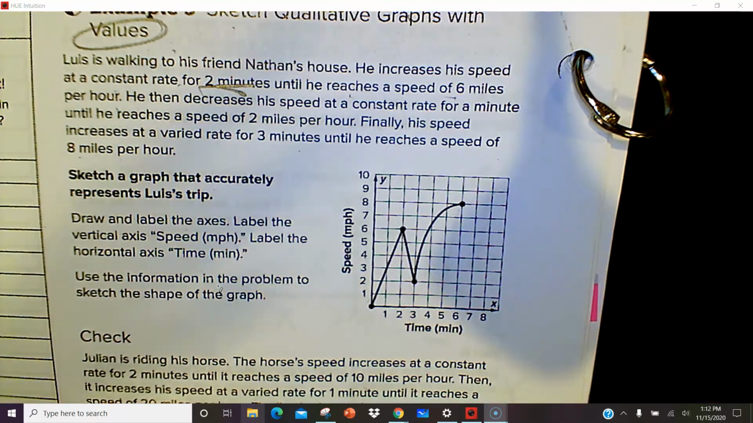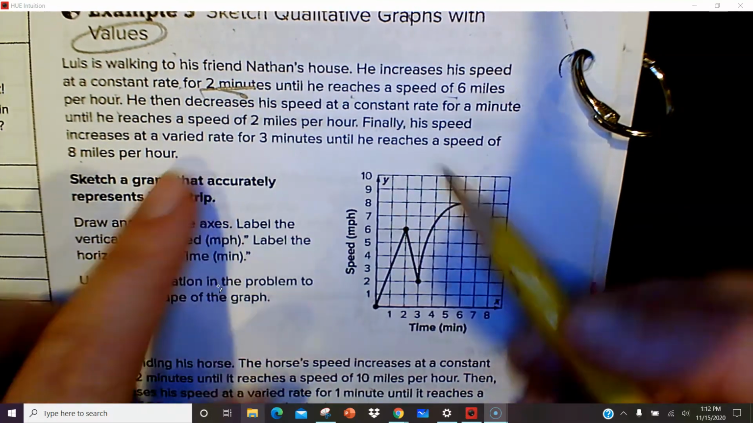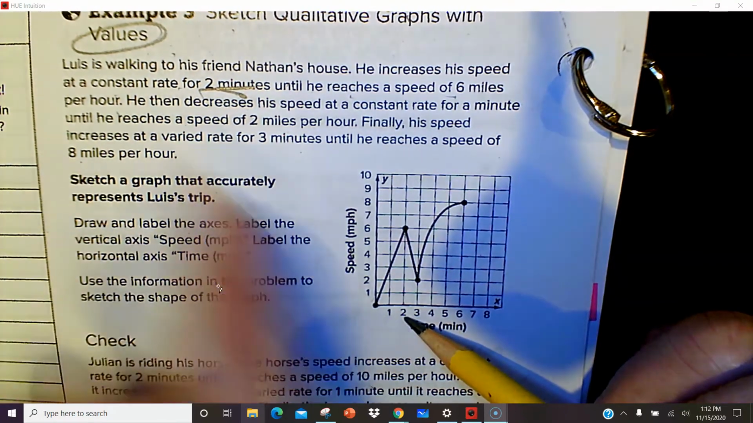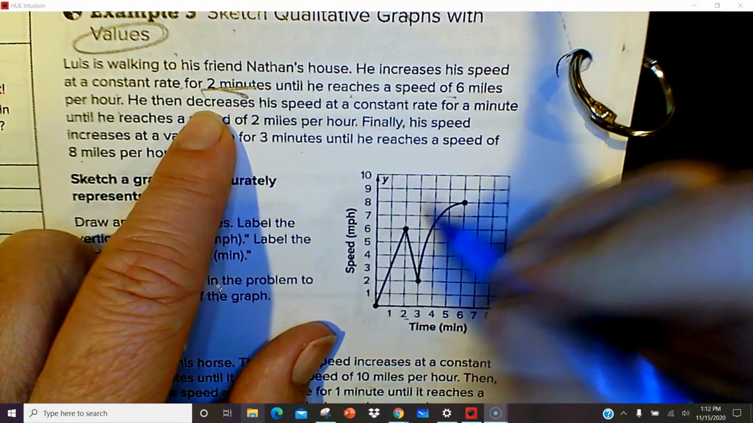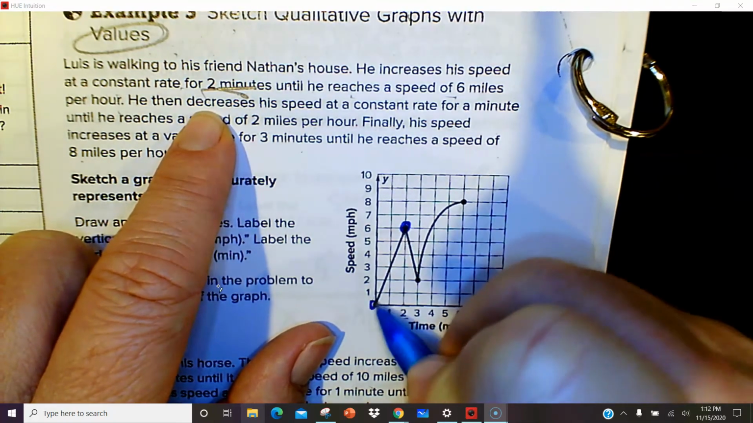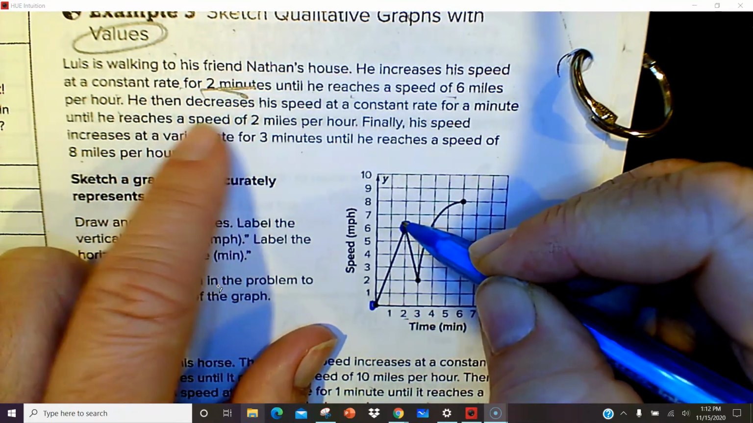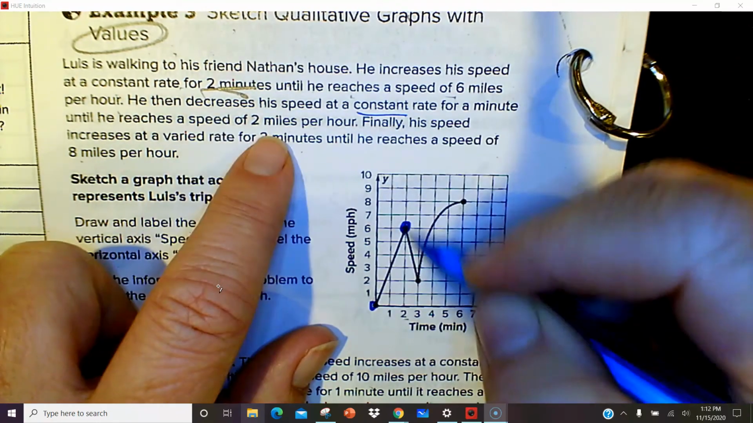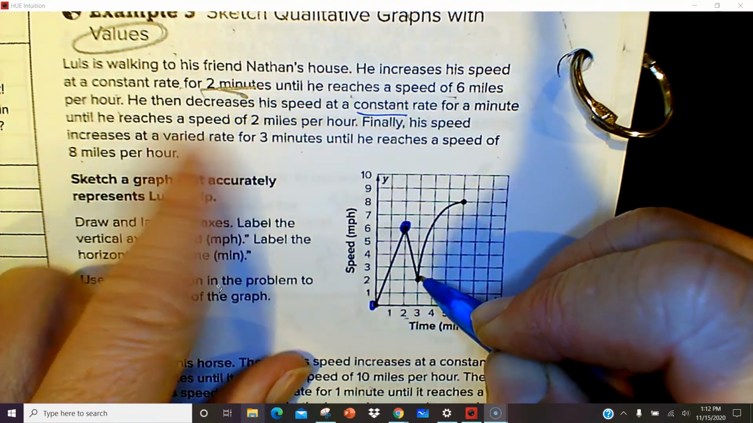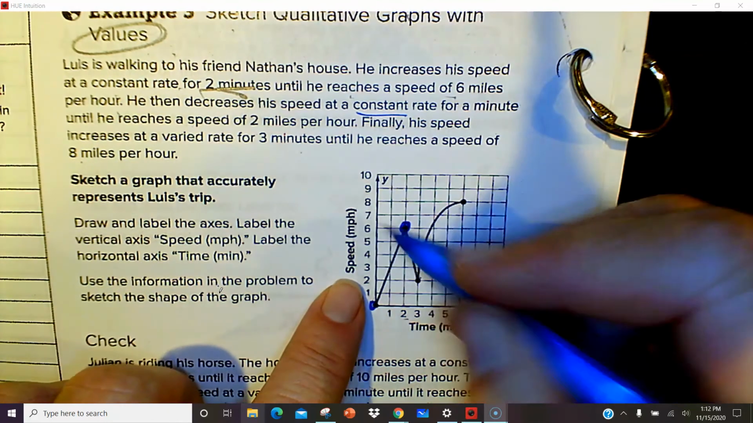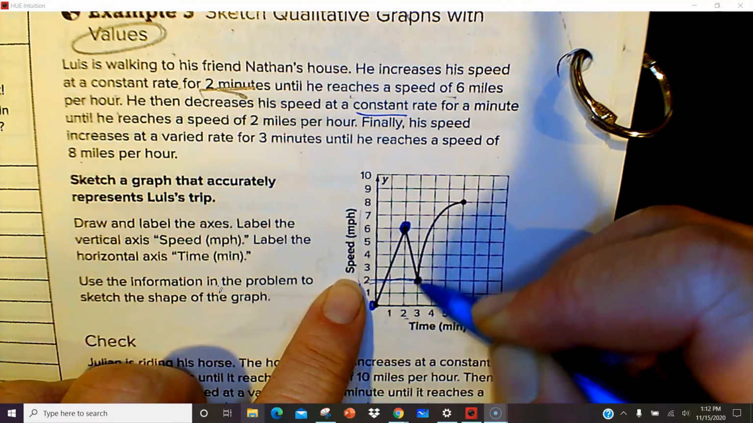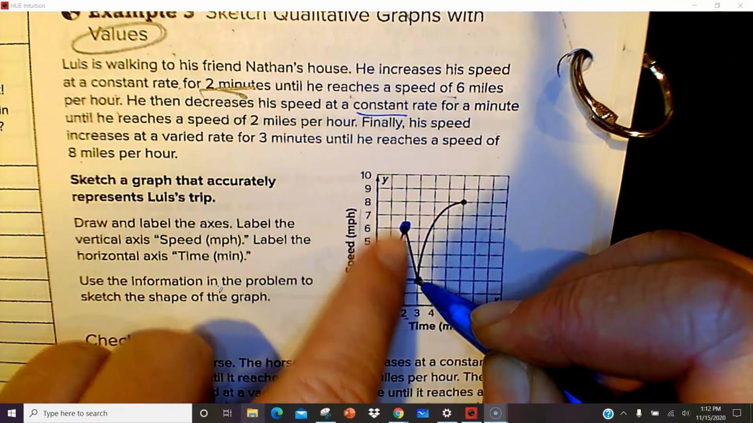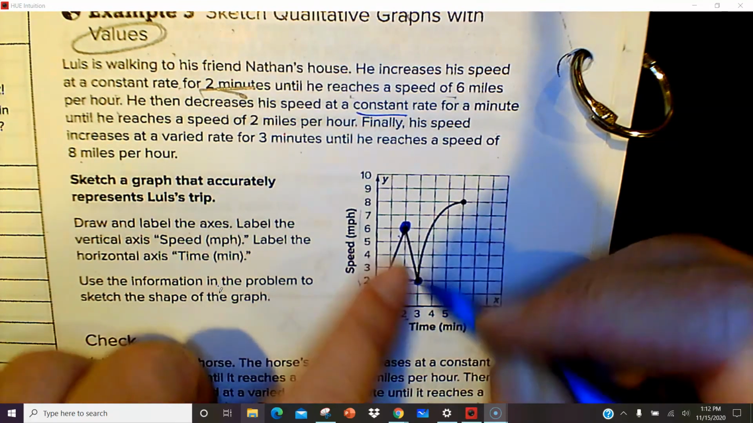Okay, so this is kind of a crazy way to graph it. So if you'll notice, we're going to go with at 2 minutes, that's the first thing. So you're going to plot the 2 minutes first. Then he decreases the speed at a constant rate. So he reaches a speed of 2 miles an hour. So I'm going down here. Here's my 2 miles an hour. That's my next one. So from here to here, that's a constant rate. So it's a straight line. Straight line increasing, straight line decreasing.